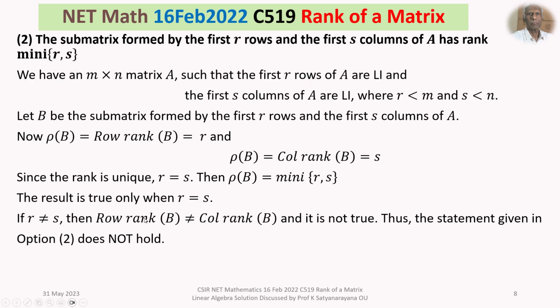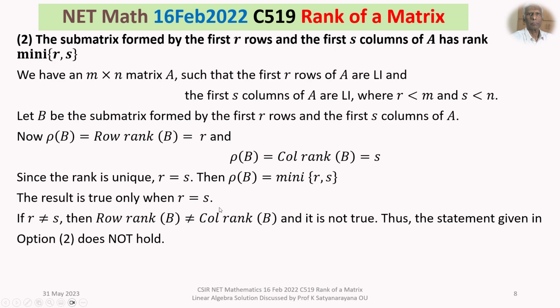Whenever row rank and column rank are there, both are equal. The common value is the rank of the matrix. And it is not true. So, thus the statement given in option 2 does not hold. Now there are no conditions given on R and S. On R and S, there are no conditions given.